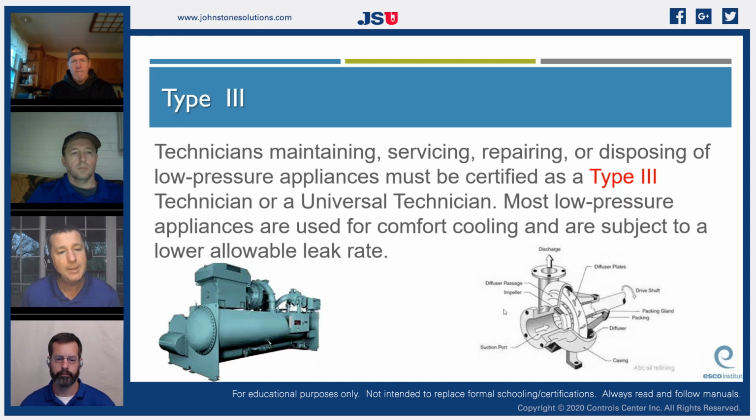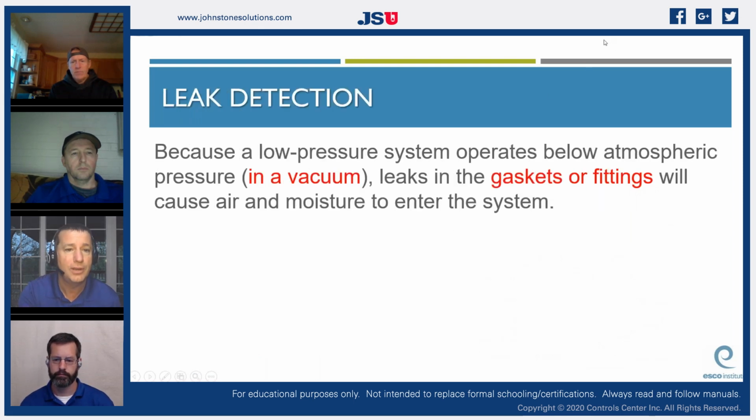They typically have different types of compressor technologies. A lot of them use some type of centrifugal or turbine system, but it's still a large vapor pump. Here's where the difference is when we get into Type 3: low pressure systems operate below atmospheric pressure. That means they are actually operating in a vacuum.